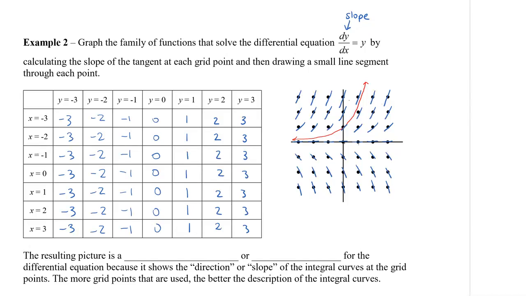So the resulting picture, what we have here in the blue lines, is called a direction field or a slope field for the differential equation dy/dx equals y, because it shows the direction or the slope of the integral curves at the grid points. The more grid points that are used, the better the description of the integral curves. Now, we don't normally draw this red line that we have here, so I'm going to actually erase that. But we would only have what we have in the blue, and that would be what we call our direction field.